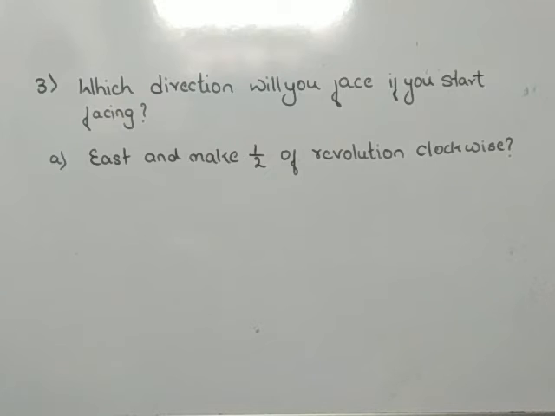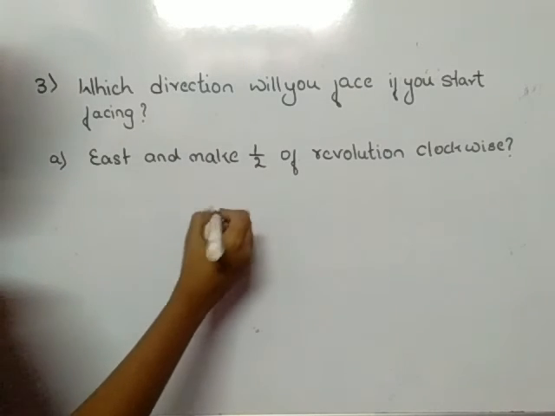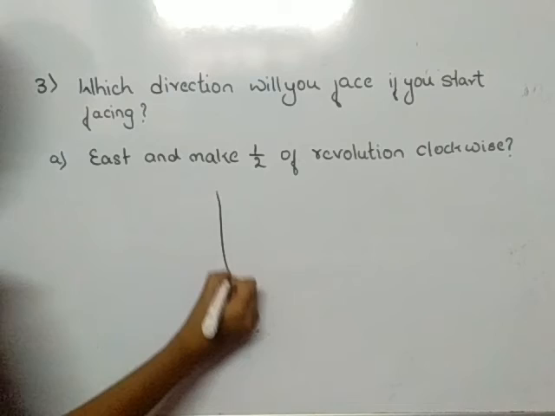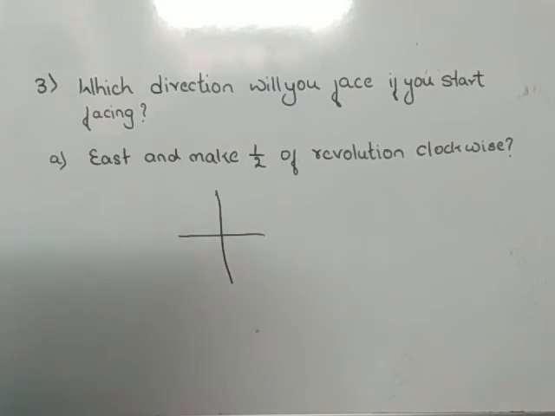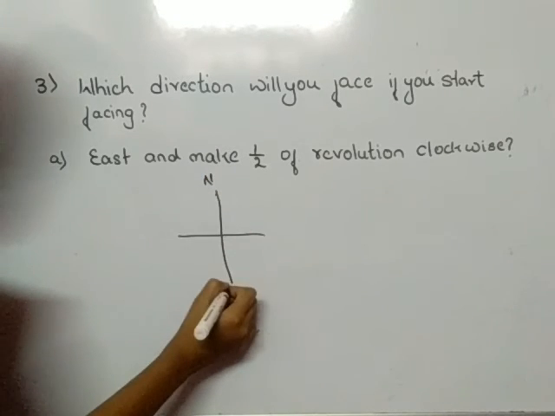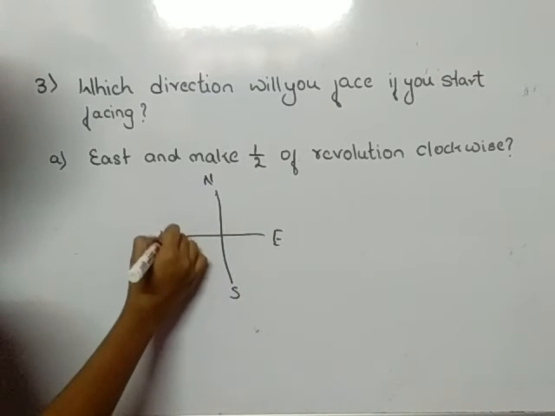We'll move to the third main. Which direction will you face if you start facing east and make half of a revolution clockwise? Means we'll see some directions here. This is north, this is south. Okay, then this is east and this is west.